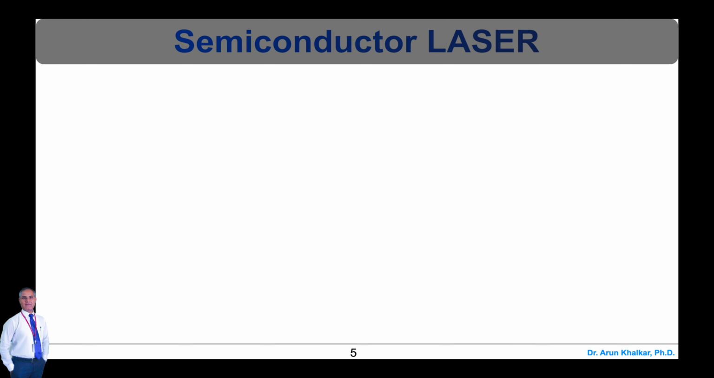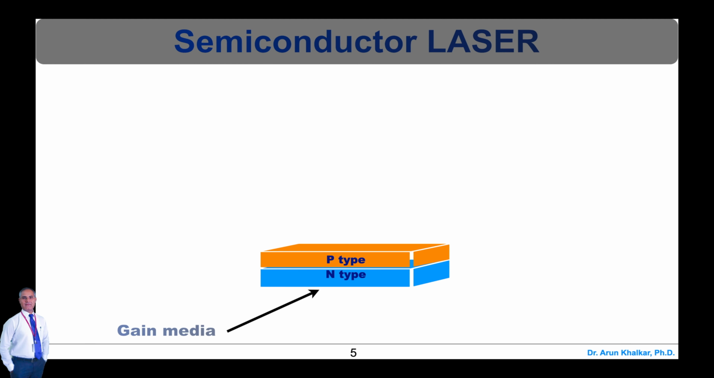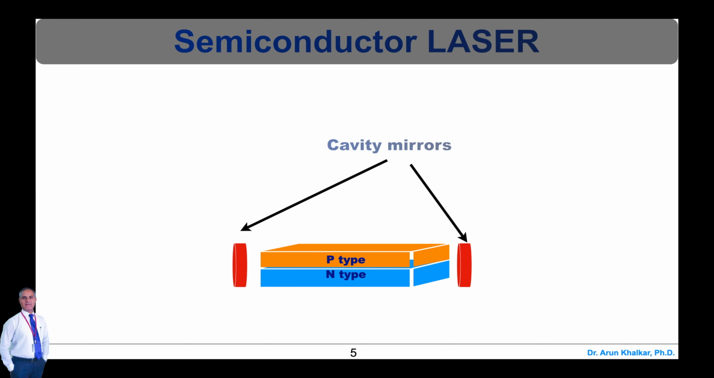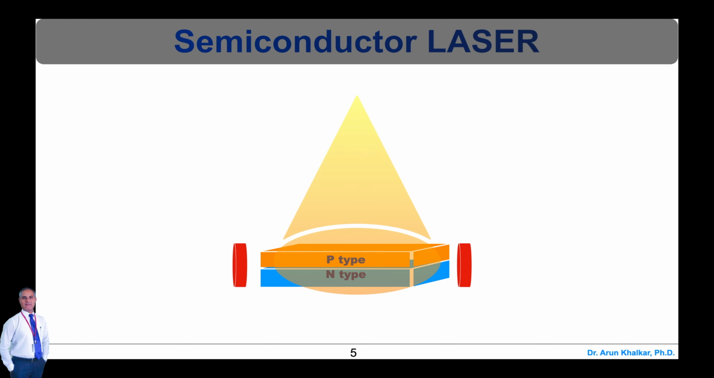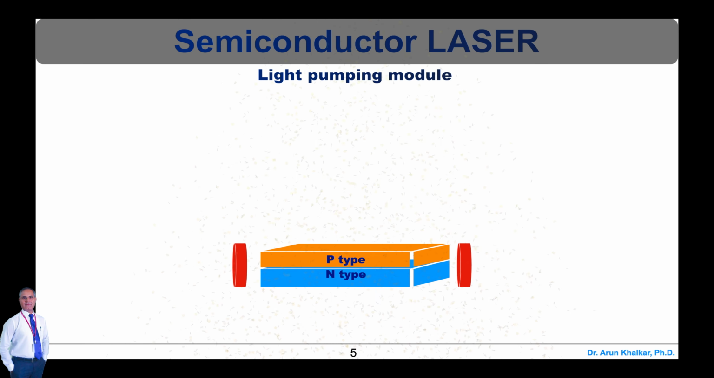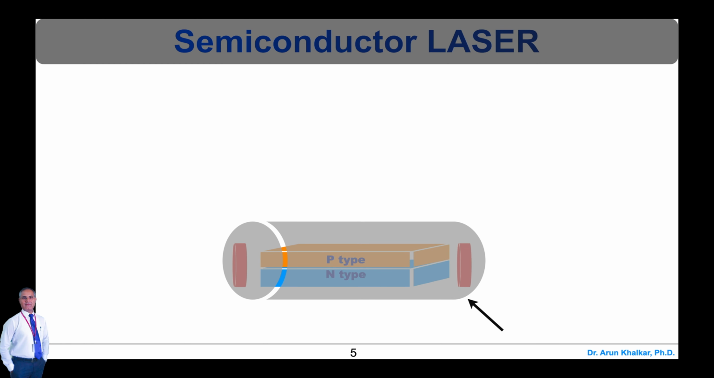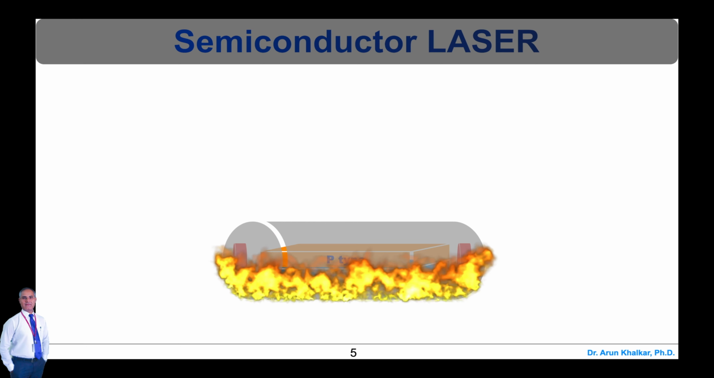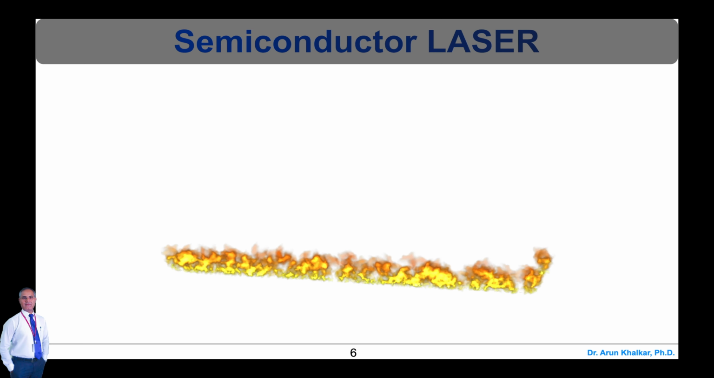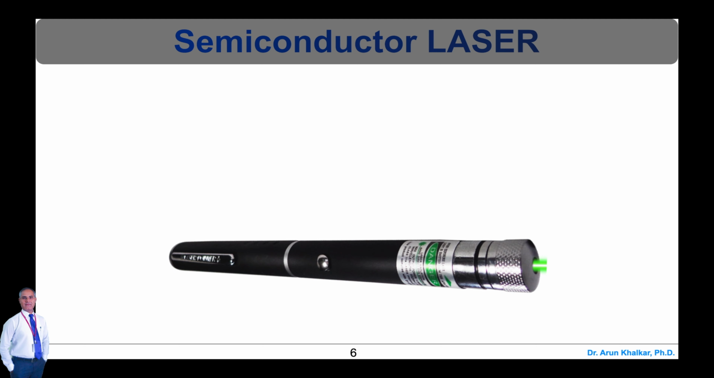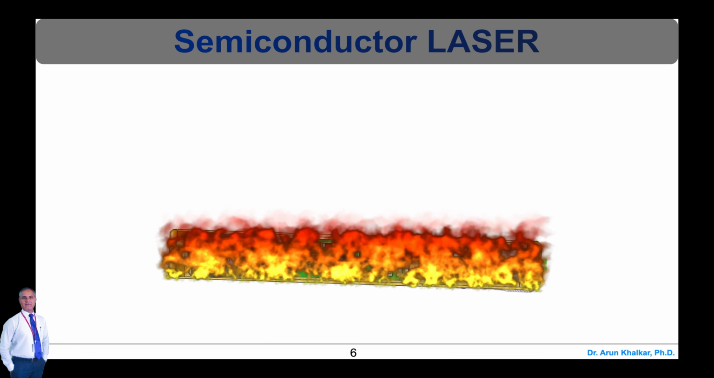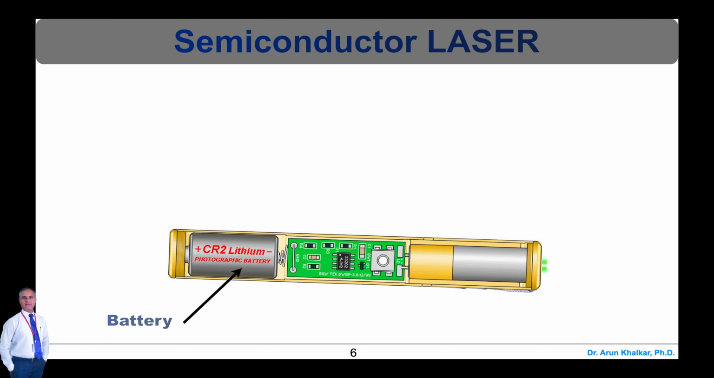The semiconductor laser is constructed from many parts like gain media, cavity mirrors, optical pumping module, and encapsulation case. However, the actual size of a laser pointer is less than 10 cm. But if we take a look inside the laser pointer, most of the part is filled with battery.